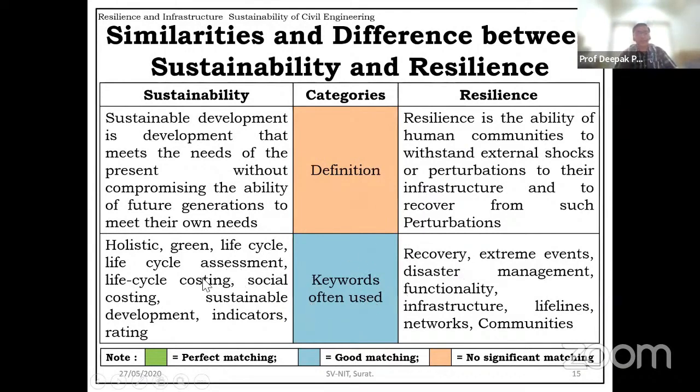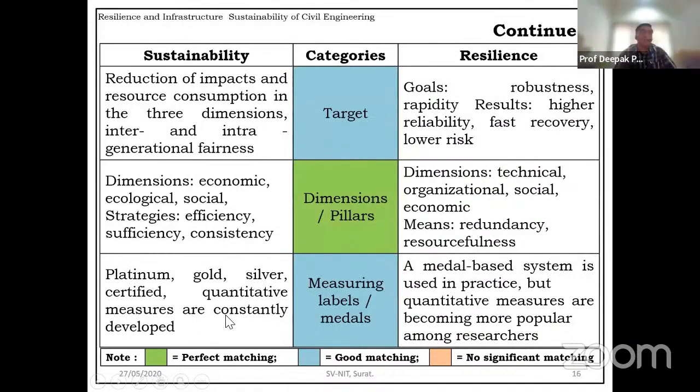There is no significant matching between sustainability and resiliency in these definitions. In the literature, you may find some keywords are matching, so it is called a good match, and that's why readers are sometimes confused. The target for sustainability is reduction of impacts, less resource consumption, etc. And for resiliency, robustness and the other aspects we have discussed should be covered. Then dimensions: you may consider economic, ecological, social aspects, efficiency, and consistency in sustainability. And for resiliency, we have already talked about resourcefulness and the other factors that come under resiliency.